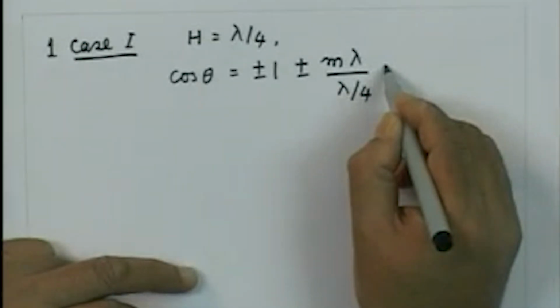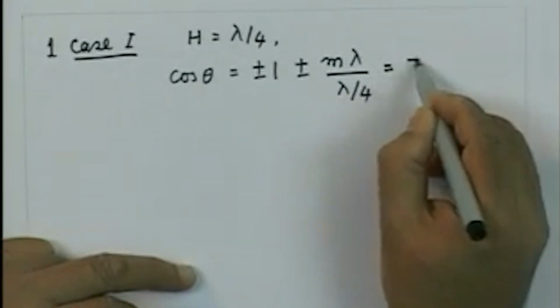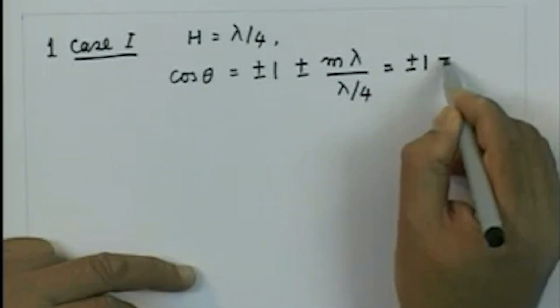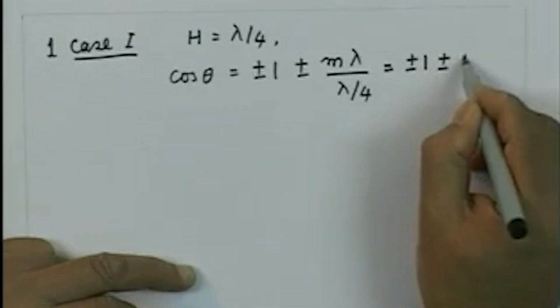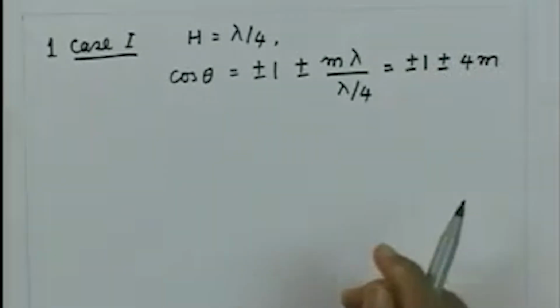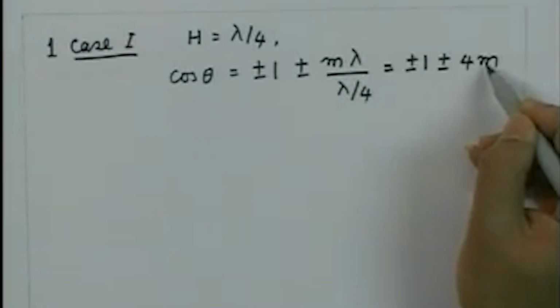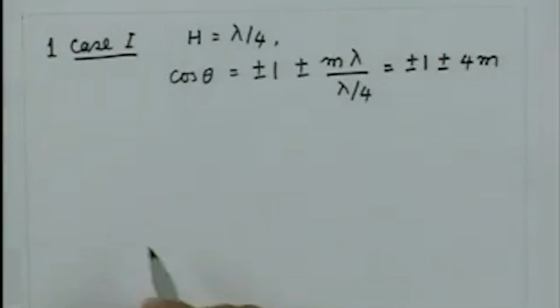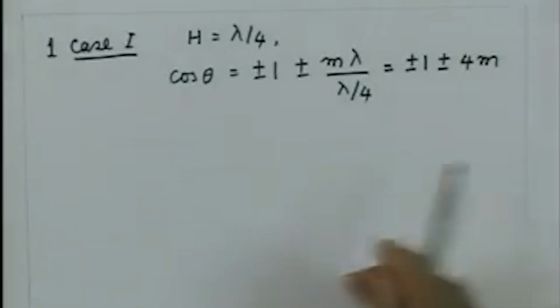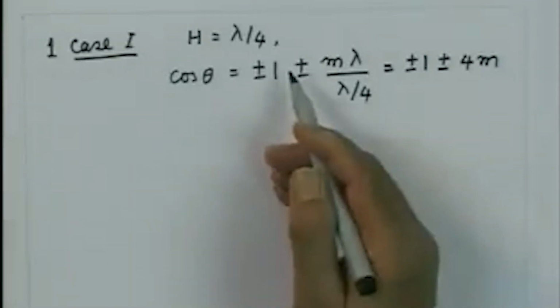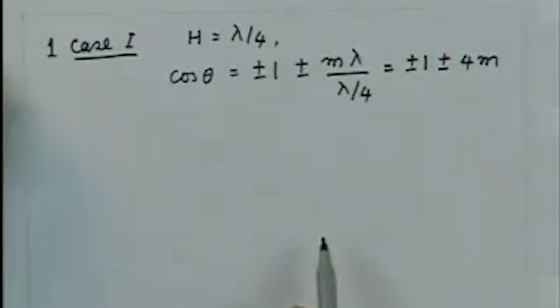So that will be equal to plus minus 1 plus minus 4m. Any value of m which is not equal to 0 will make this quantity greater than 1. So that means there are nulls only corresponding to m equal to 0, and these nulls are the same at theta equal to 0 and theta equal to pi.